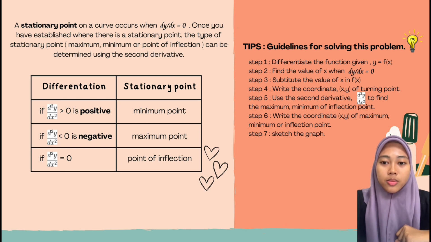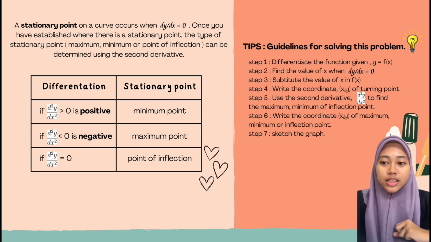Once you have established where there is a stationary point, the type of stationary point, maximum, minimum, or point of inflection, can be determined using the second derivative. If the second derivative is positive, the stationary point is a minimum, and if it is negative, the stationary point is a maximum. If it is 0, the stationary point is an inflection.